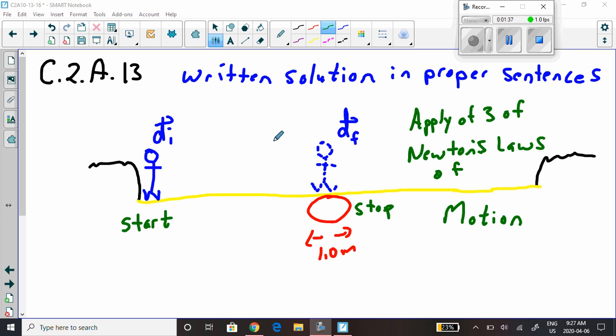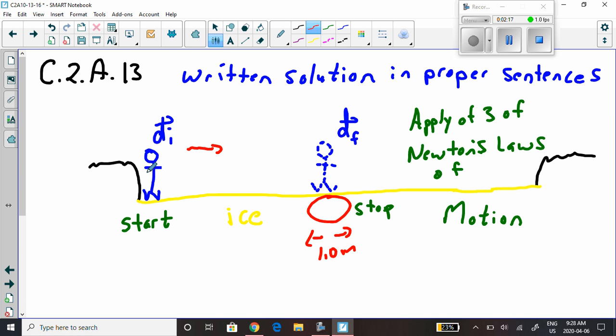I was also asked through email about number 13 in Chapter 2. This is a written solution in proper sentences. There's no equation calculations going on here. So this is ice right here in the yellow. Right in the middle is a red dot that's a meter in diameter. And here you are at the edge. This is your initial position, and you need to start moving until you get to the red dot. Then you don't want to keep moving. You want to stop in here. So somehow you have to figure out a way to do this.